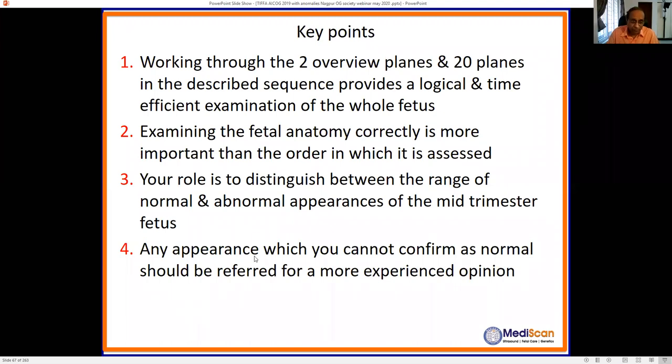And our role is to distinguish between the range of normal and abnormal appearance in the mid-trimester fetus, and any appearance which you cannot confirm as normal should be referred for a more experienced opinion, not simply say, come back after 4 weeks. Now what happens is that sometimes that can be too late. So when there's a suspicion raised, it is better to sort out the suspicion then and there, and then we will see. If it is an evolving problem, it's fine.